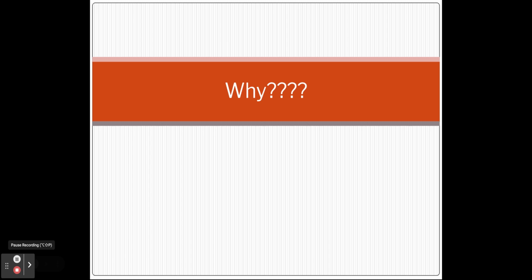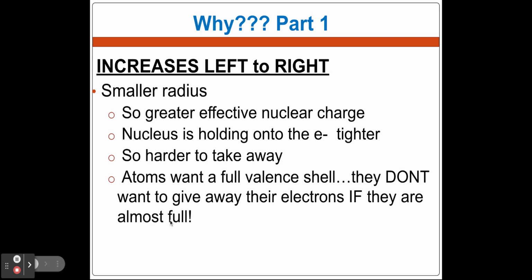So ionization energy, we said it increases left to right. So why is this? Why, part one? We have a smaller radius, and so the greater the effective nuclear charge. So there's a greater effective nuclear charge. The nucleus is holding on to the electrons tighter, and so therefore it's harder to take away, right?